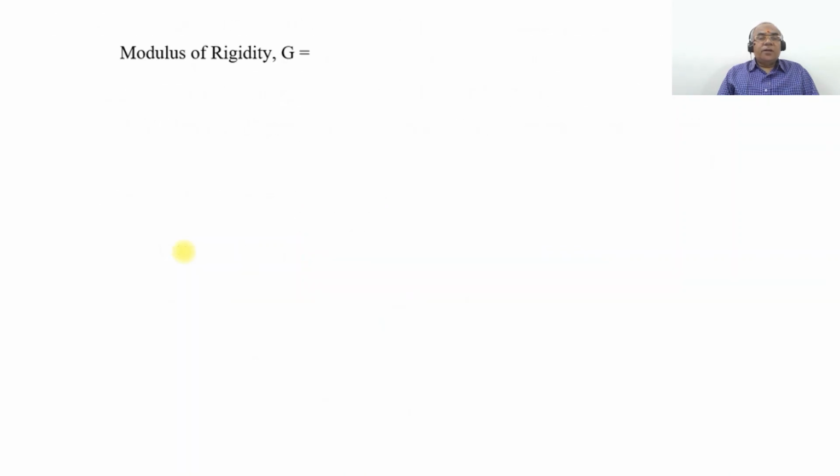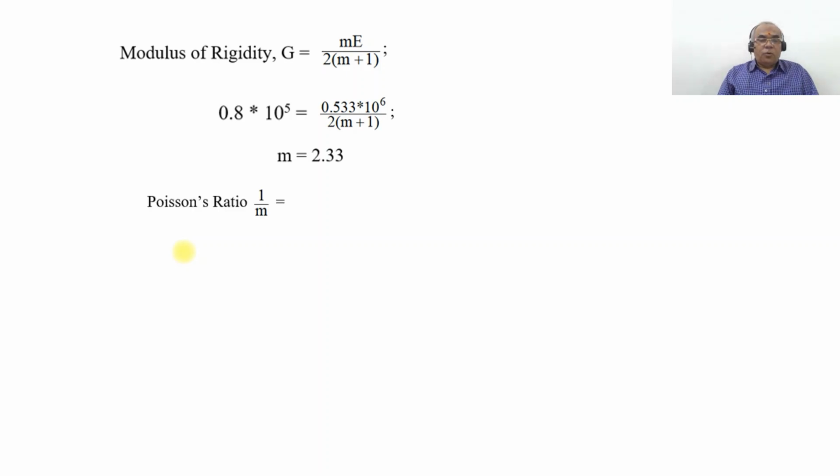Now we need to find the modulus of rigidity. It is mE by 2 into m plus 1. So G, the modulus of rigidity, is 0.8 into 10 to the power of 5, which is given in the problem. mE we know is 0.533 into 10 to the power of 6, divided by 2 into m plus 1. So you get the value of m as 2.33. But what I want is 1 by m, which is the Poisson's ratio. 1 by m is the reciprocal of 2.33, that is 1 divided by 2.33, which is equal to 0.4292.